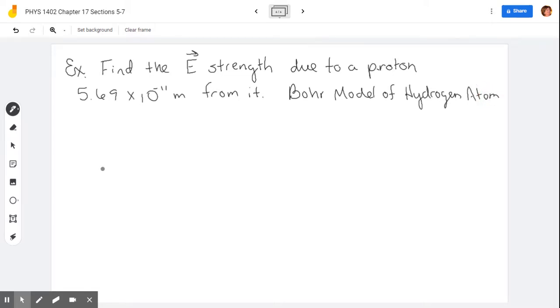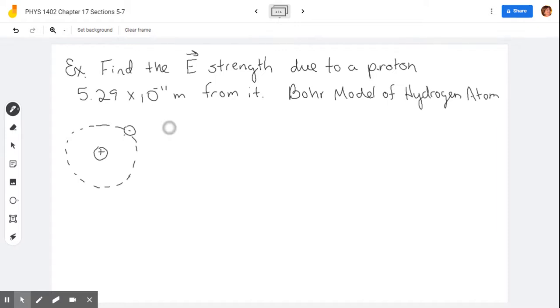Remember, a hydrogen atom is really simple. It's got one little proton and one little negative electron. This distance here is what we call the Bohr radius. We know that electron can be found anywhere surrounding it in an electron cloud, but that distance, oh, I wrote the wrong distance. Let me fix that real quick. That distance of 5.29 times 10 to the negative 11 is the most likely place to find it.